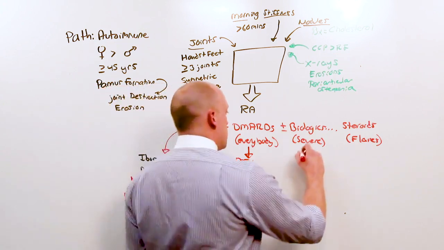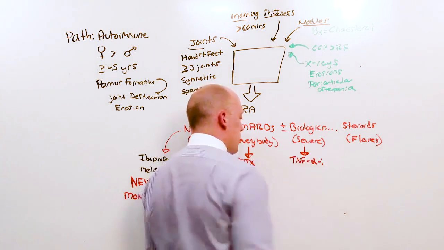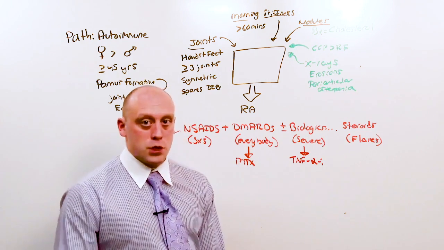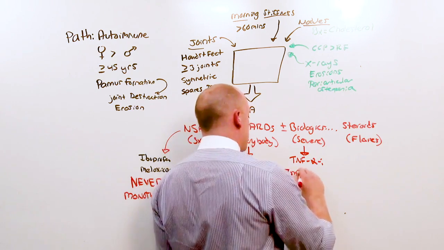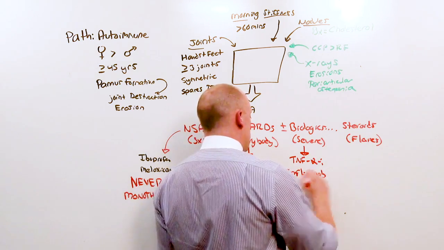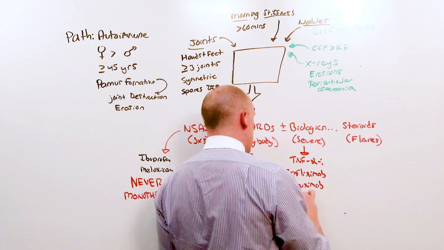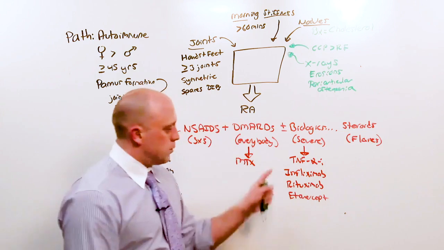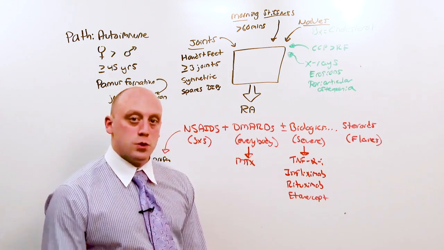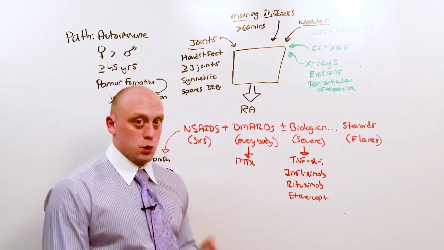The biologics are going to be the TNF-alpha inhibitors. Hard to say, hard to remember. Just remember that they're there. It's infliximab, rituximab, and etanercept. When it comes to the TNF-alpha inhibitors, know that you use it in severe RA. Not everybody needs them, but when you use them, it usually works.